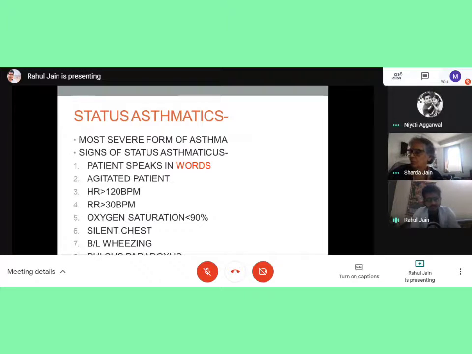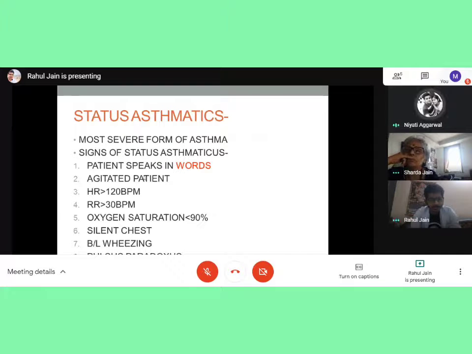Then there is a special phenomenon, pulsus paradoxus, that is an inspiratory fall in blood pressure. Whenever the patient inspires air, the BP falls. That is rarely seen with status asthmaticus, but I've put it here just for completeness' sake. But we won't check pulsus paradoxus in a patient who is requiring emergency treatment.